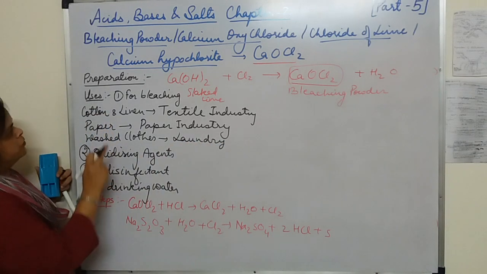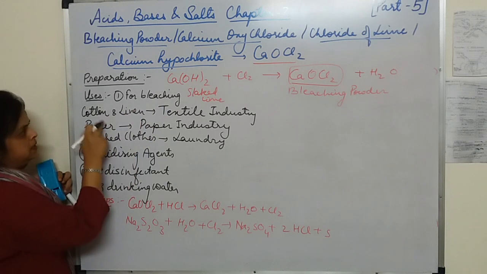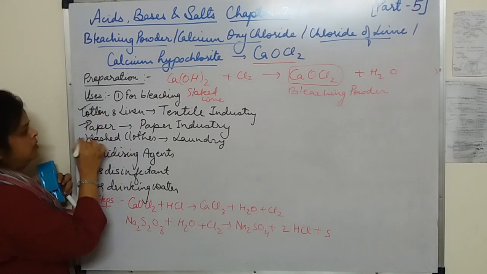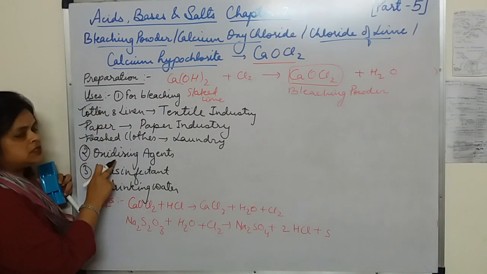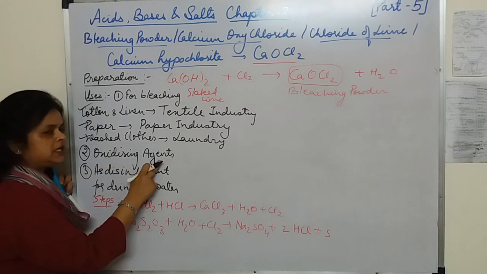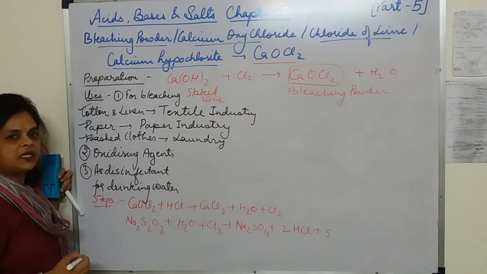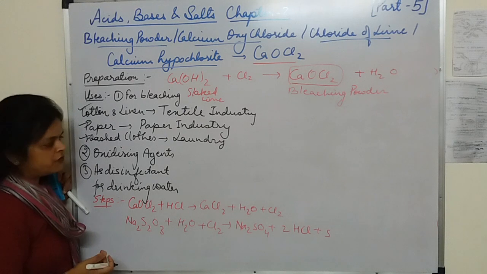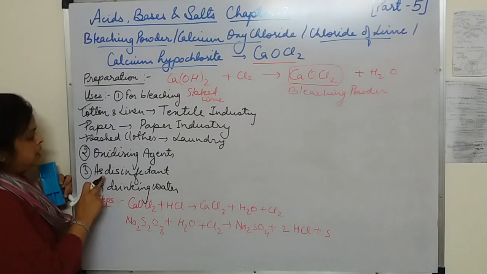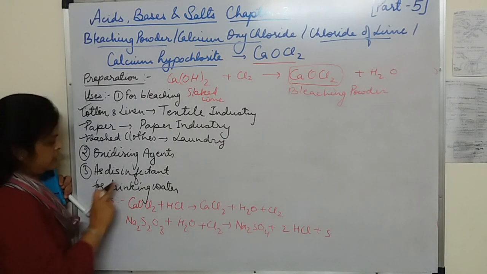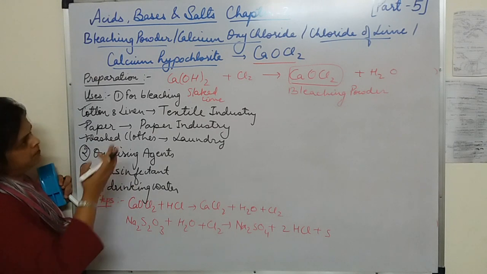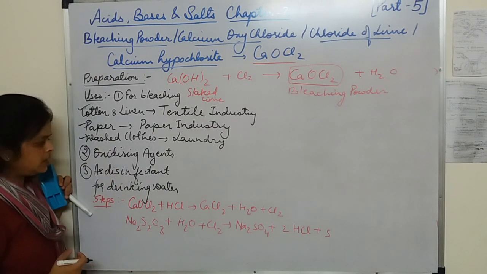Okay, so first use for bleaching, either cotton and linen, paper or washed clothes. Second use, it can be used as oxidizing agents for different chemical compounds, for the manufacturing of different chemical compounds. It can also be used as disinfectant for drinking water. Okay, bleaching powder, it is used for disinfecting water.